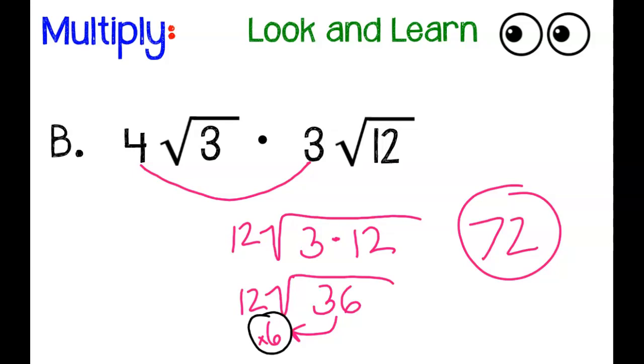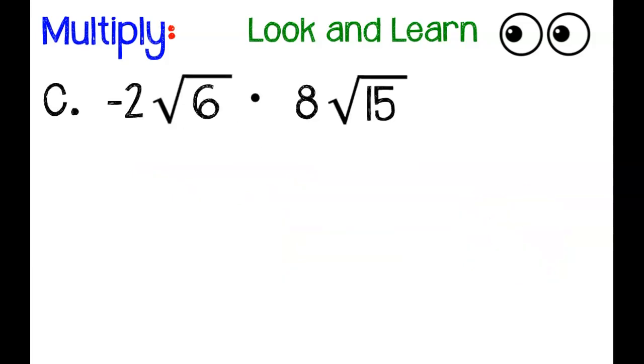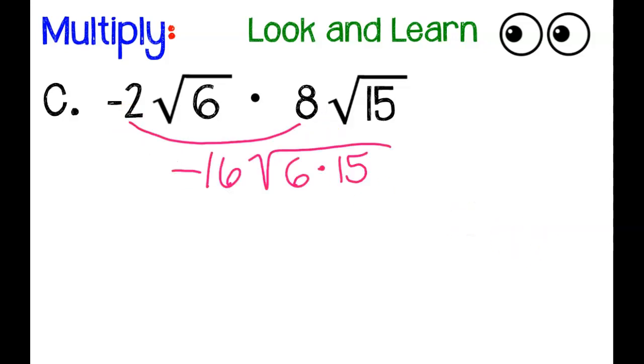All right, let's take a look at one more. How about a negative coefficient? Negative 2 times 8 and 6 times 15. Negative 16. And 6 times 15, I could certainly do the math there. I believe it's 90. But why not just break that 15 down? And maybe while I'm at it, break down that 6.